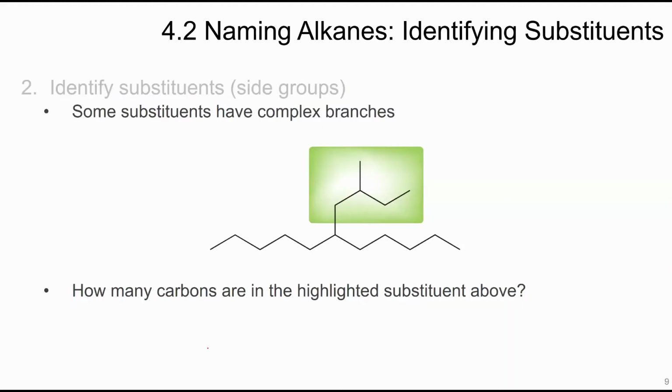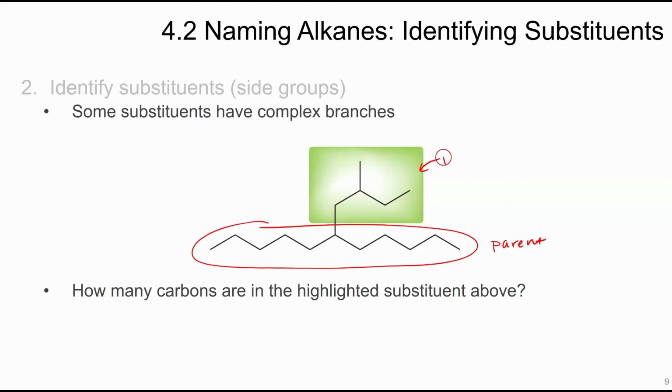So some substituents have complex branches. So this is the parent chain here. And this group has 5 carbons, but this is not a pentyl group.